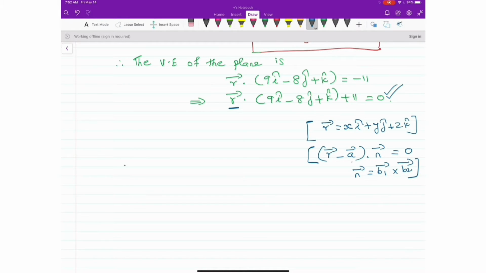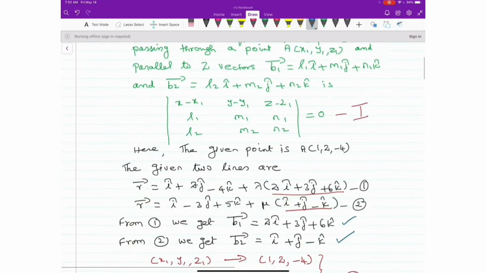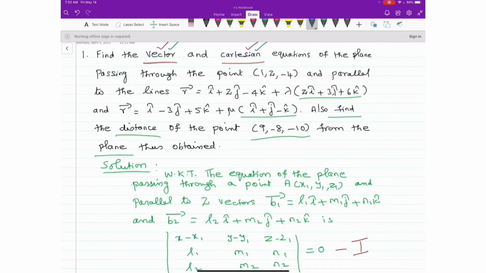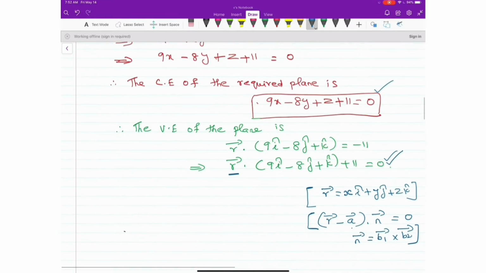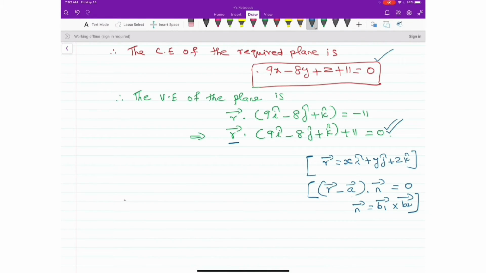Okay. Now the second part of the question is, you have to find the distance of the point 9, minus 8, minus 10 from the plane thus obtained. So, I know the equation of the plane in Cartesian form. Let me take that, so it is easy for me to find out the distance of the plane from the given point.